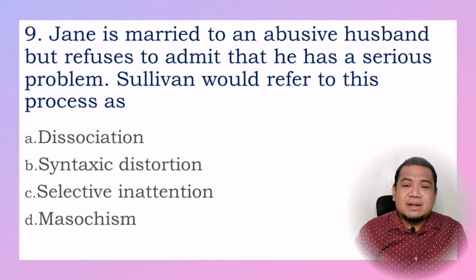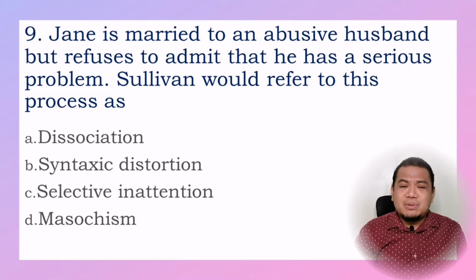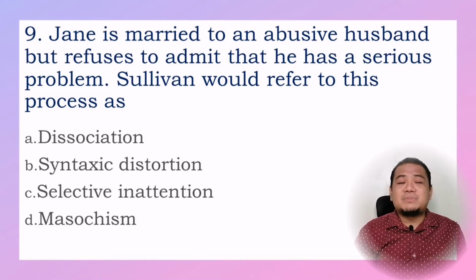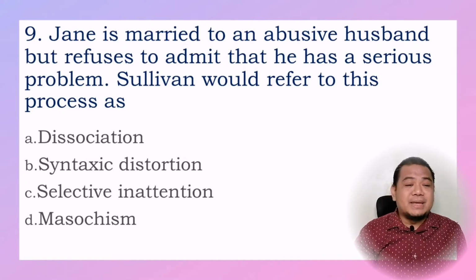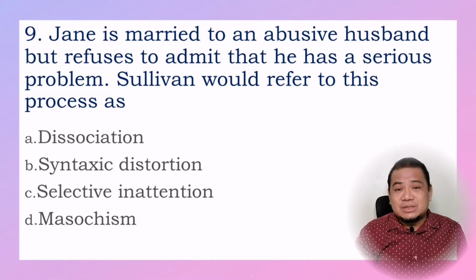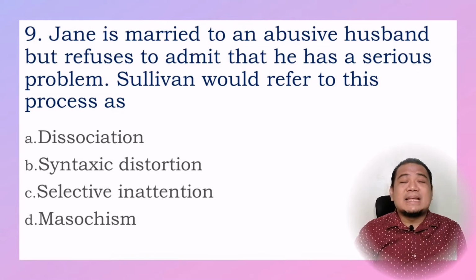Number 9. Jane is married to an abusive husband but refuses to admit that he has a serious problem. Sullivan would refer to this process as: A. Dissociation. B. Syntactic distortion. C. Selective inattention. Or D. Masochism.